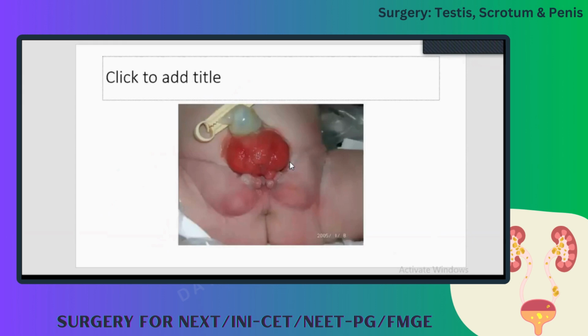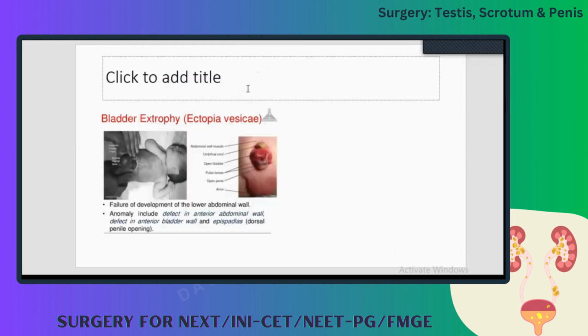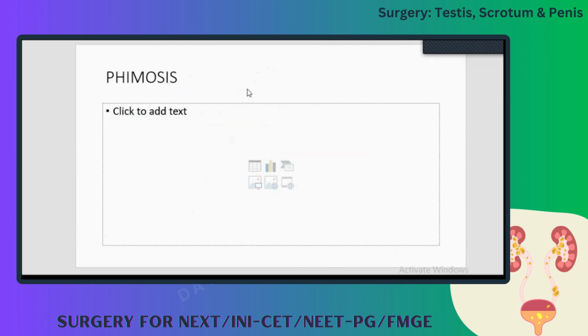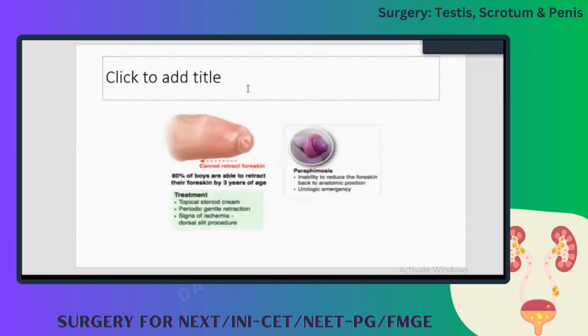What is this? This is the bladder. It is completely outside. It is exstrophy of the bladder. Just remember it, otherwise no need. The bladder is completely outside. There is no covering of the bladder. Okay, bladder exstrophy. Phimosis. What is phimosis? Inability to retract the prepuce.